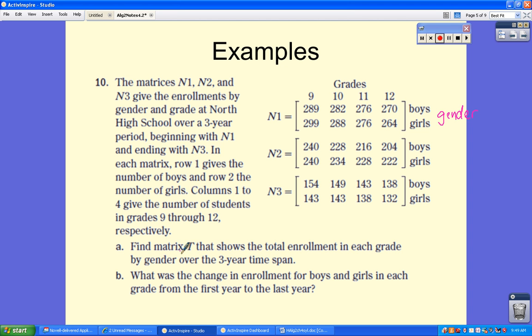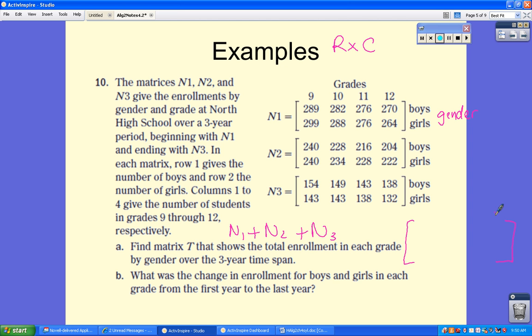Okay, so they want us to find a matrix T that shows the total enrollment. So this is like the total matrix in each grade by gender over the 3-year span. So this is asking us to consider what is N1 plus N2 plus N3. Okay, we can add these because they're all the same size. These are 2 by 4 matrices, row by column, if you remember RC COLA. So 2 by 4, and they're all the same size. So my final answer will also be a 2 by 4 matrix.